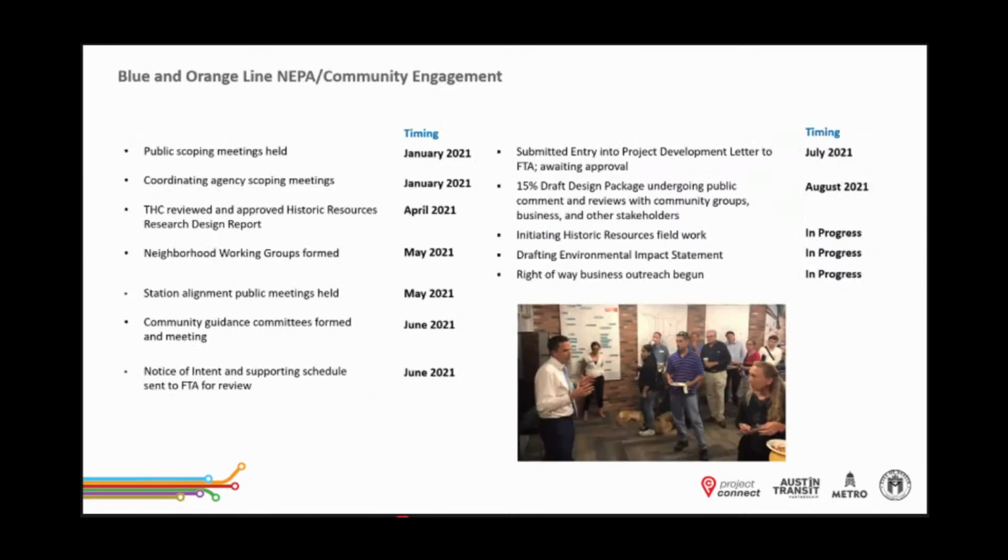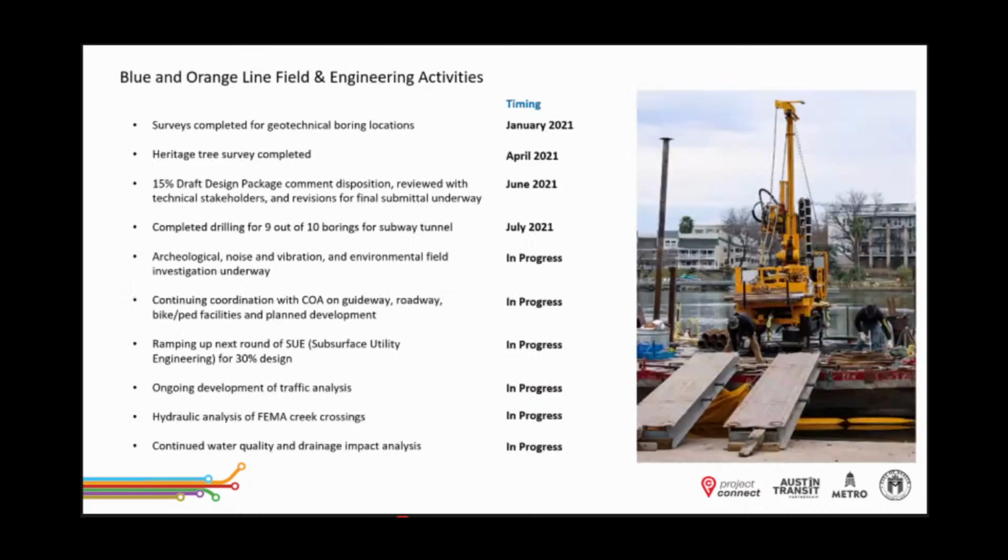The conceptual engineering, or 15% design, for the Orange and Blue Lines is complete. And today, we'll be showing you the design plans for both of those lines. We've met with the community as part of new working groups, and we've had two sets of public meetings to get your feedback on how the Orange and Blue Lines can best fit into our community. We're excited to continue that dialogue with you today.